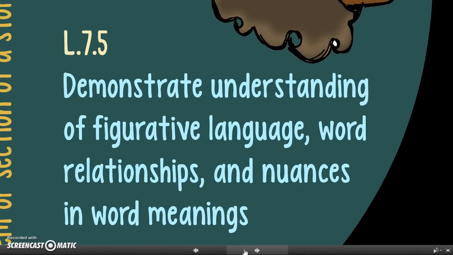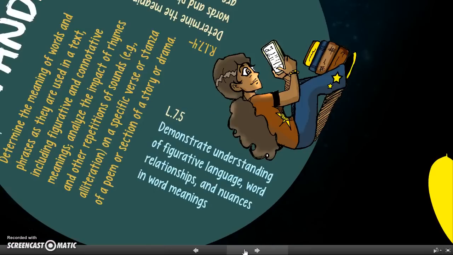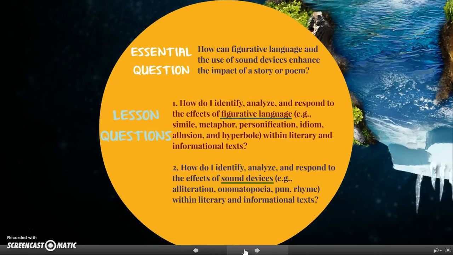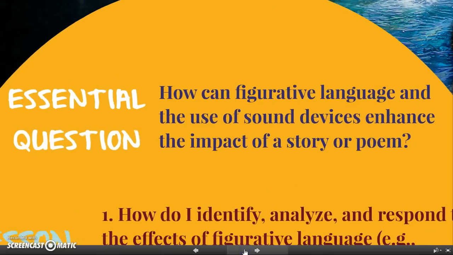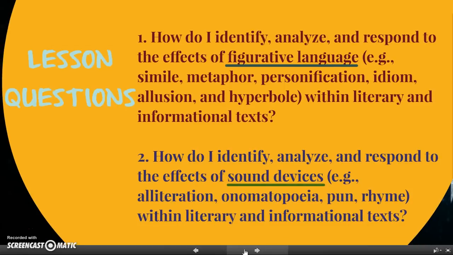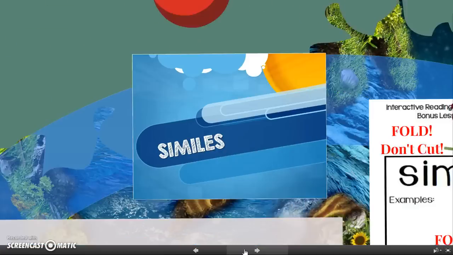L 7.5: demonstrate understanding of figurative language, word relationships, and nuances in word meanings. And our EQ: how can figurative language and the use of sound devices enhance the impact of a story or poem? We're focusing on our lesson question for number one. First, how do I identify, analyze, and respond to the effects of figurative language within literary and informational texts? We'll look at two more closely later on.